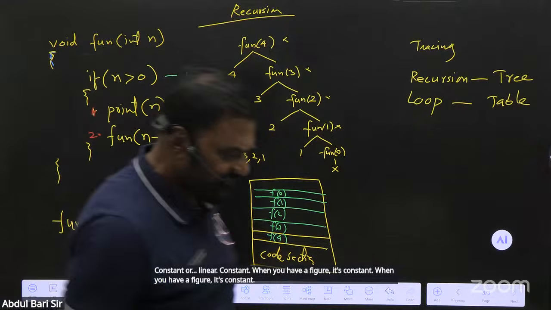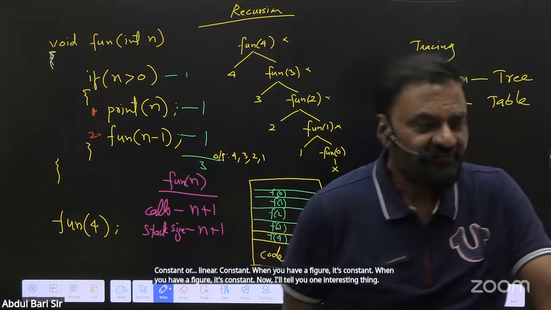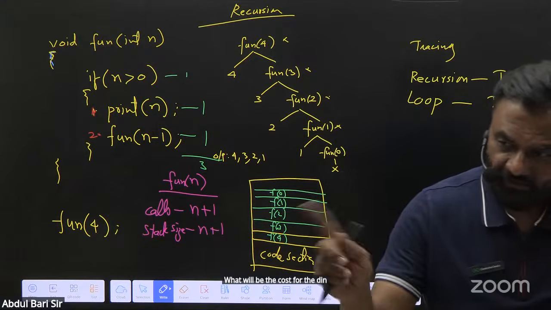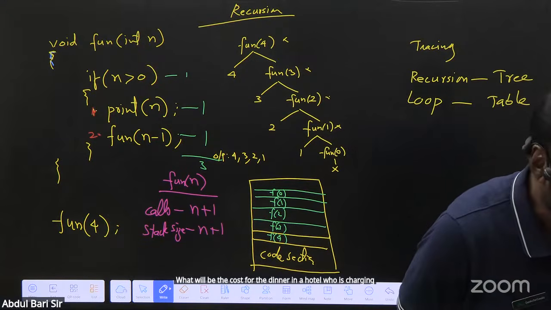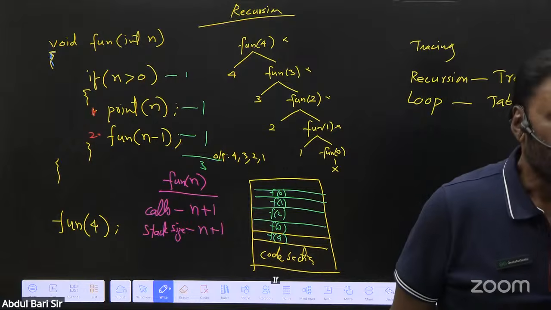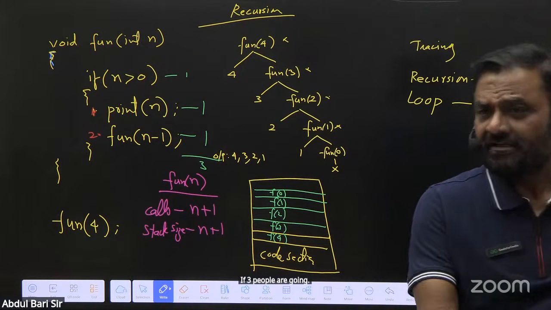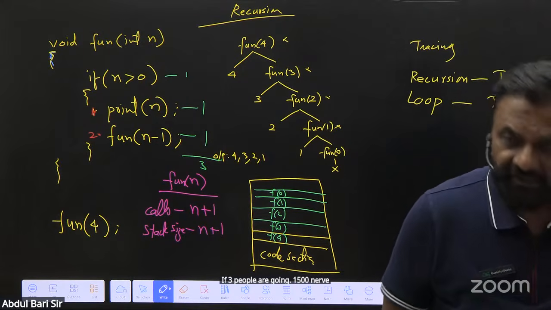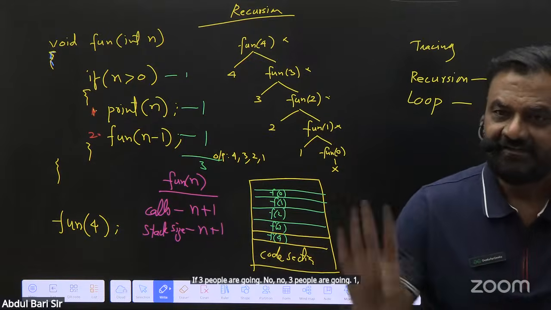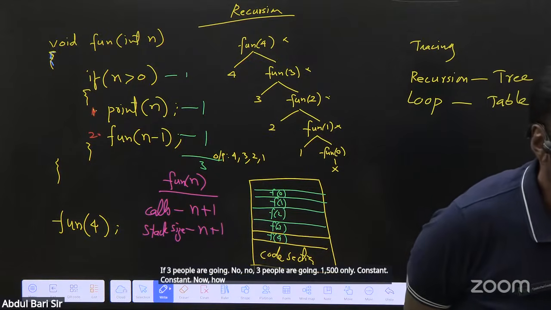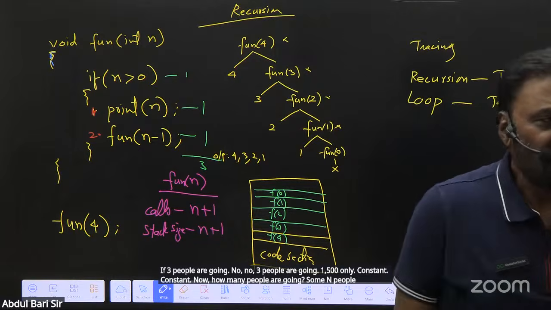Now, I'll tell you one interesting thing. What will be the cost for dinner in a hotel charging 500 rupees per head? If 3 people are going, 1500. That is constant. Now, how many people are going? Some N people will come. N into 500.